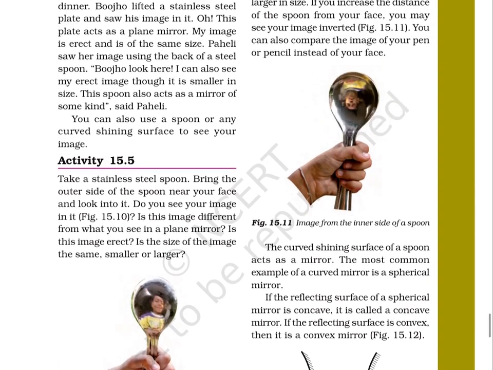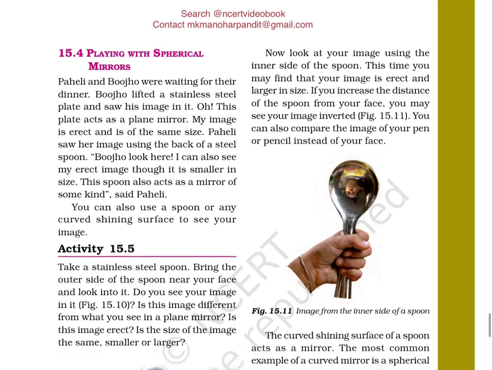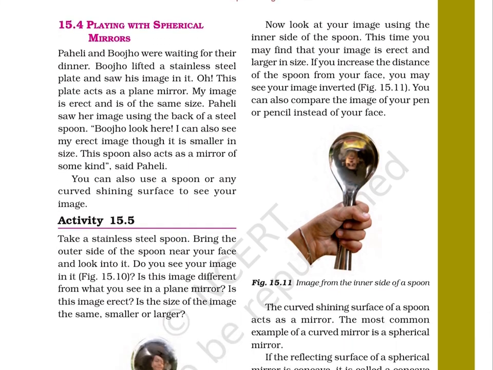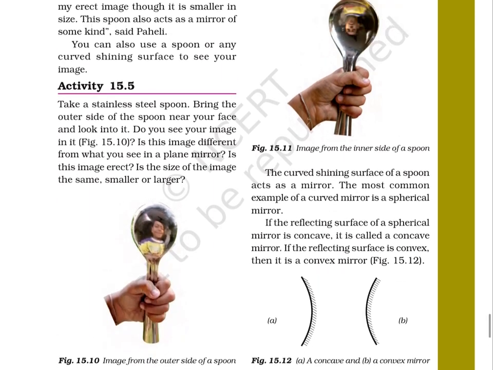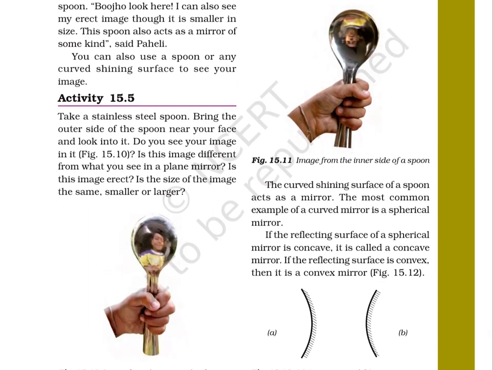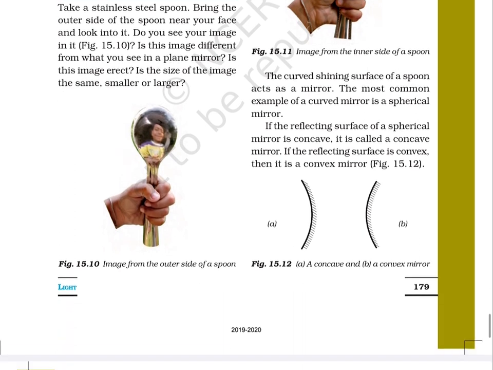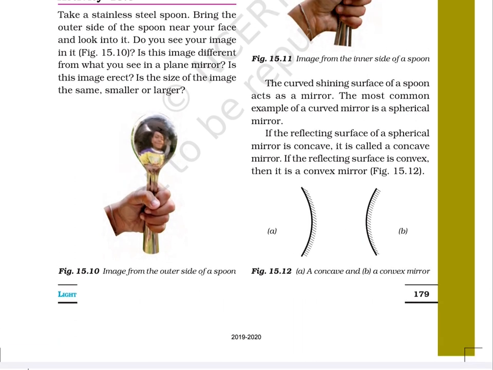Now, observe your image using the inner side of the spoon. This time, you may find that your image is erect and larger in size. If you increase the distance of the spoon from your face, you may observe your image to be inverted. You can observe this in figure 15.11. You can also compare the image of your pen or pencil instead of your face. Figure 15.10. Image from the outer side of a spoon. Figure 15.11. Image from the inner side of a spoon.